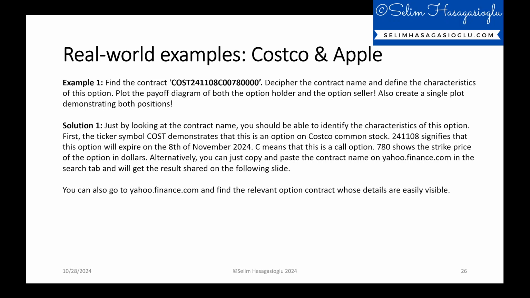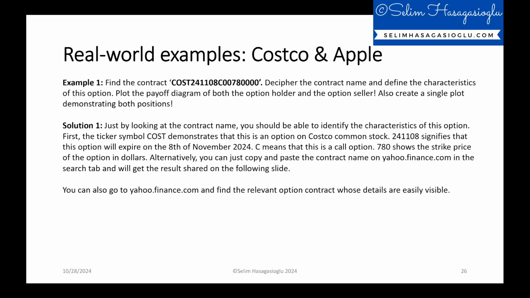Let's look at the Costco example. Find the contract, decipher the contract name, and define the characteristics of this option. Plot the payoff diagram of both the option holder and the option seller. Also create a single plot demonstrating both positions. So let's look at the solution.